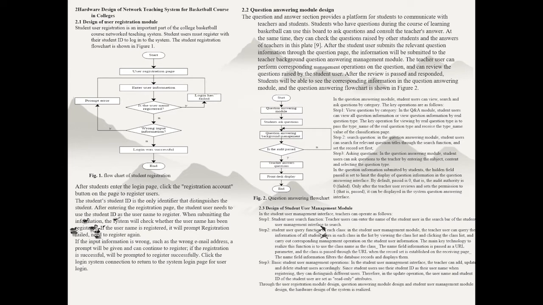Student user vision is important part of the clothes. Basketball country's next work teaching STEM. Student uses bust with the student ID to lodge into the STEM. The student habilitation flow chair is show for chair.